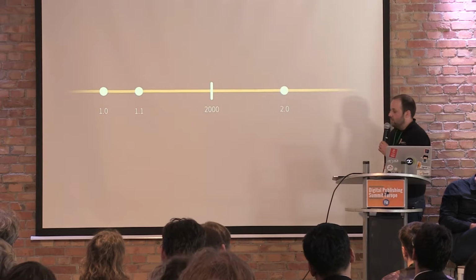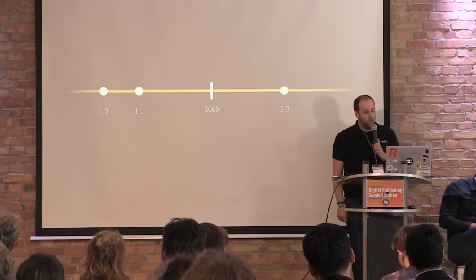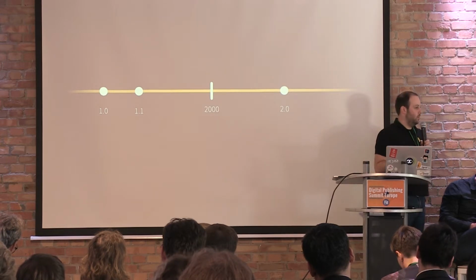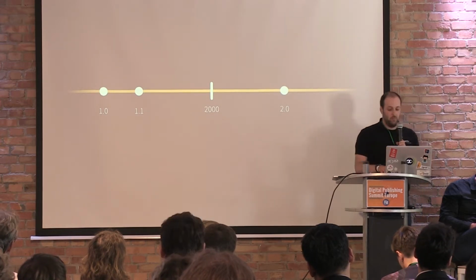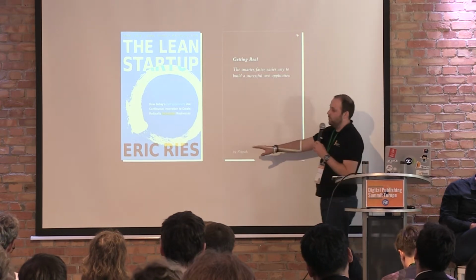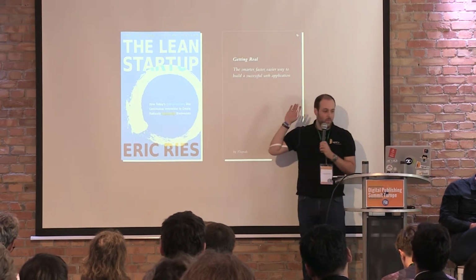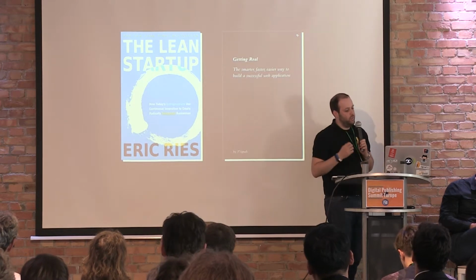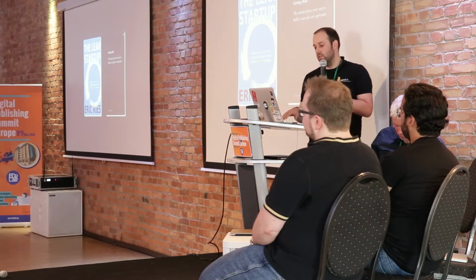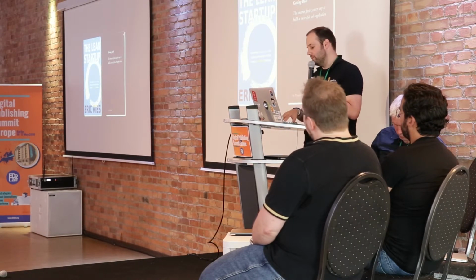Around 2000, new approaches were getting more and more popular, and these approaches were inspired and documented in books like The Lean Startup or Getting Real. And the main concepts are things like validated learning, minimal viable products, and prototypes.